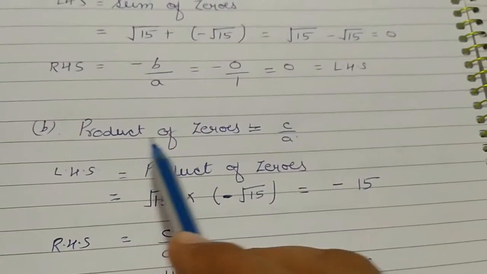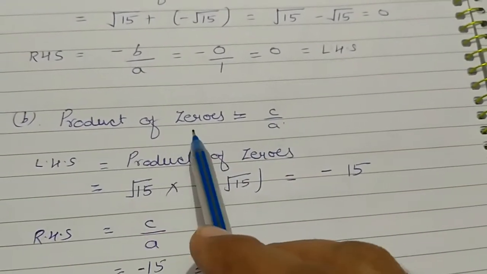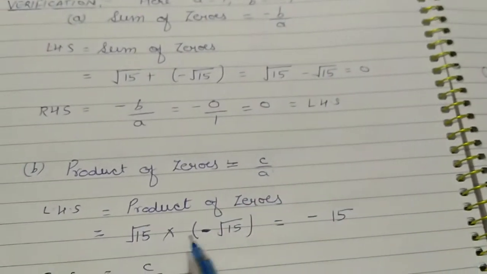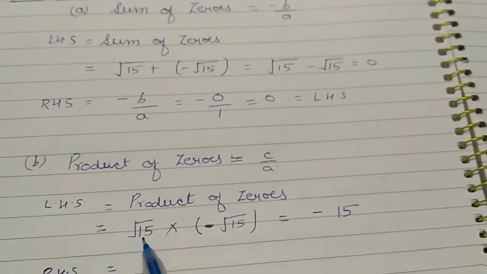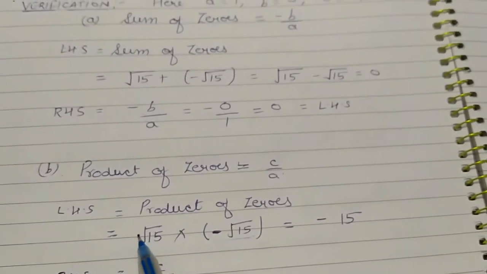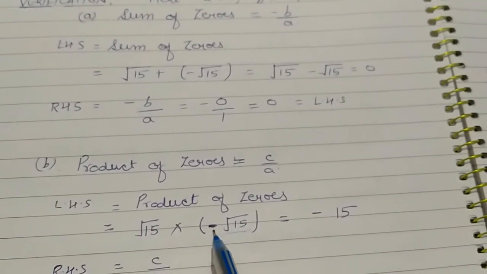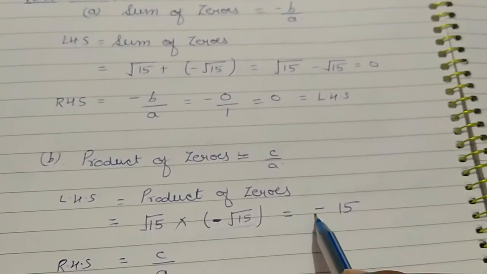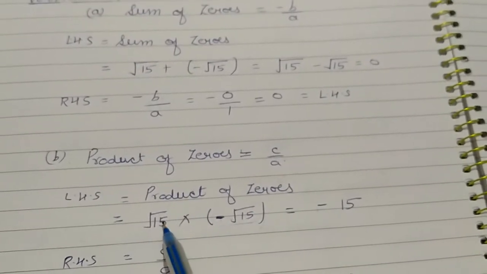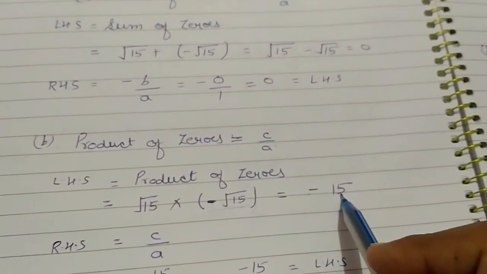In the second relation we have to prove product of zeros is equal to c by a. Left hand side of this relation is product of zeros. That means we have to multiply the obtained zeros. First zero is root 15 and second zero is minus root 15. First we multiply plus by negative sign, and plus minus is minus. Now we have to multiply root 15 by root 15. The multiplication of root 15 by root 15 is equal to 15.